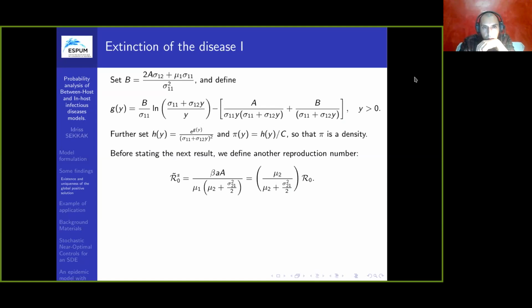For the extinction of the disease, we defined a stochastic condition, denoted as beta A, capital A, over mu 1, mu 2 plus the volatility. And here we can see that if we have the volatility equal to zero, we have the same deterministic path and the same condition for the extinction in a deterministic system.